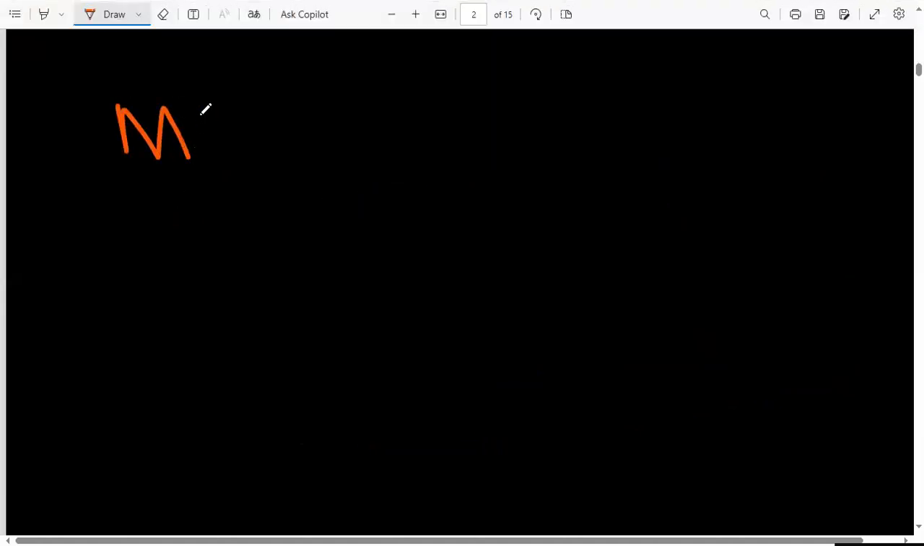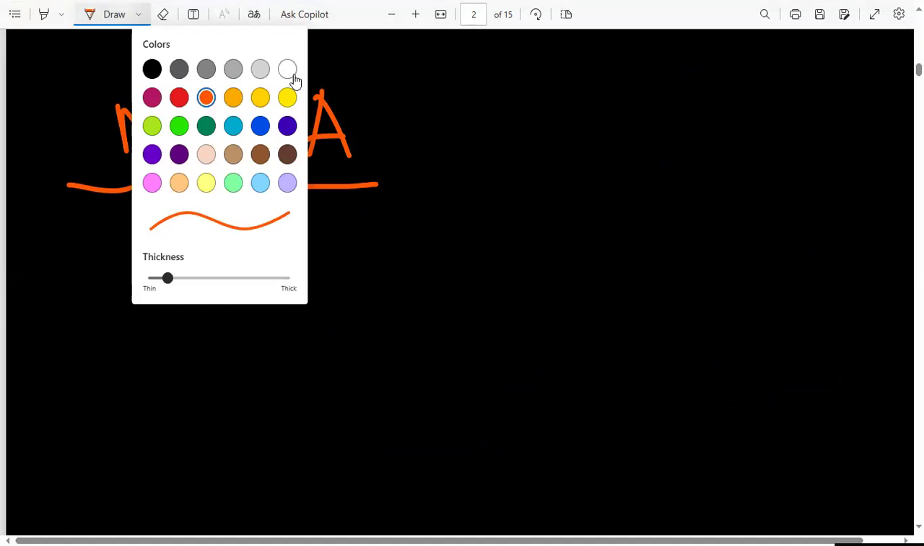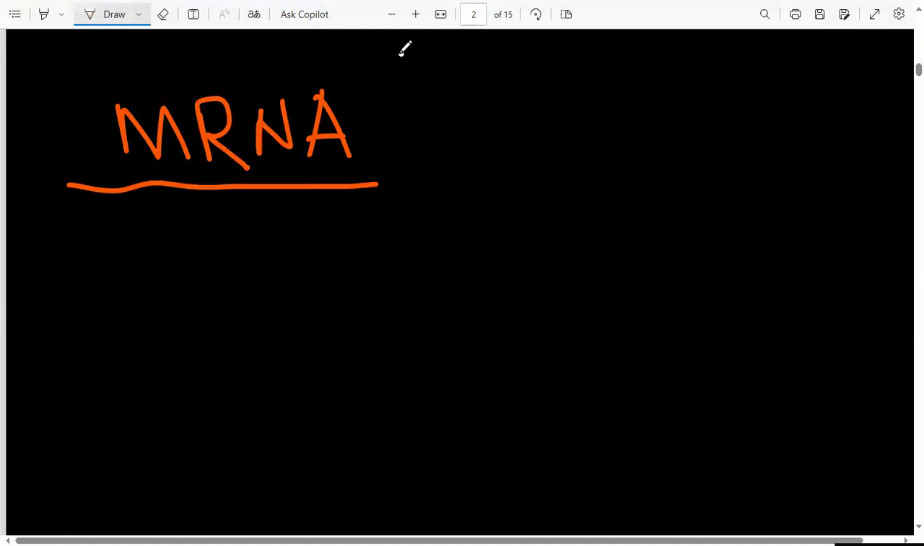So let's look at mRNA. What's the function of this one here, or how can you describe it? Anyone who can describe mRNA and its role in protein synthesis? When you hear mRNA, what can you say about it?